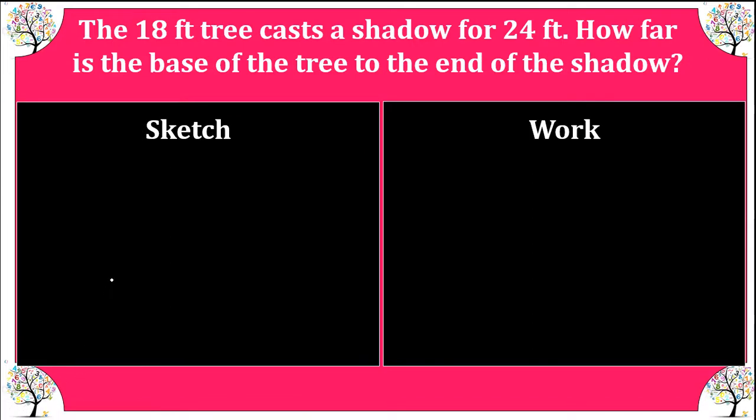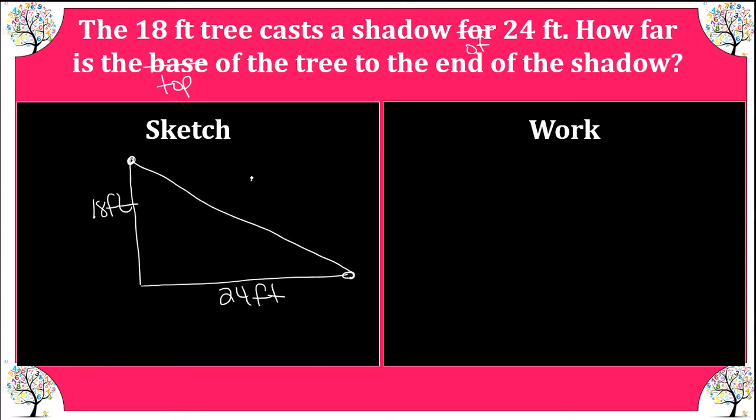The 18-foot tree casts a shadow of, that should say of, 24 feet. So we have a tree, trees are standing, and the shadow, which is on the ground, shadows are on the ground, is 24 feet. So these are our legs. How far is the base of the tree to the end of the shadow? That really should say how far is the top of the tree right here to the end of the shadow. So again, we're finding the hypotenuse.